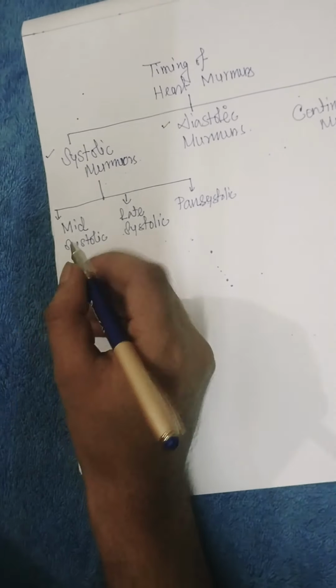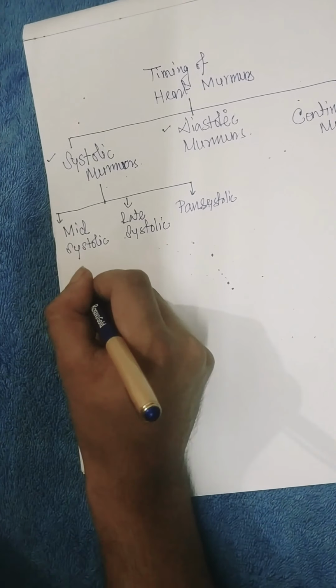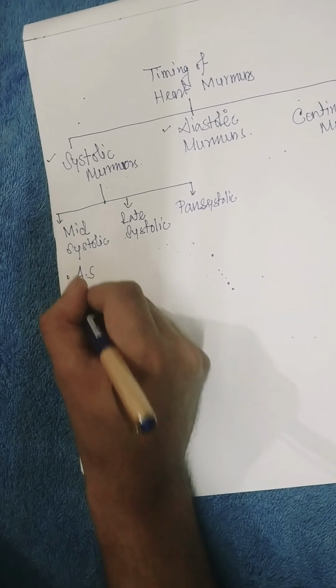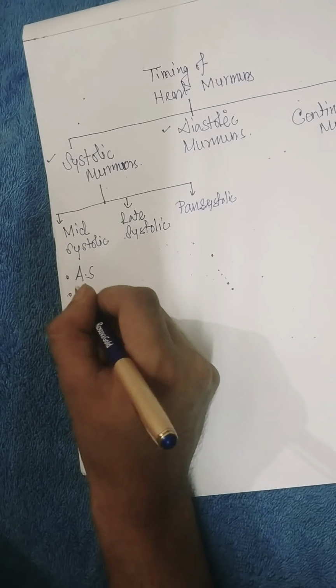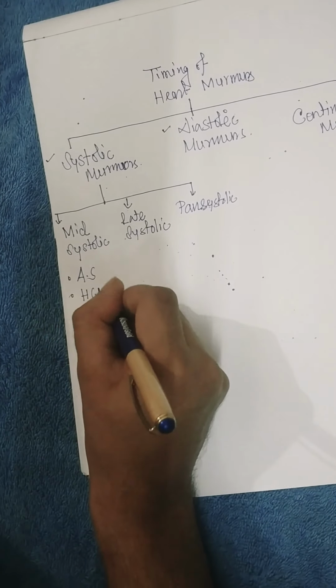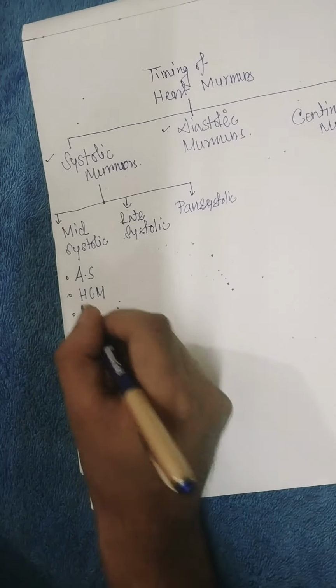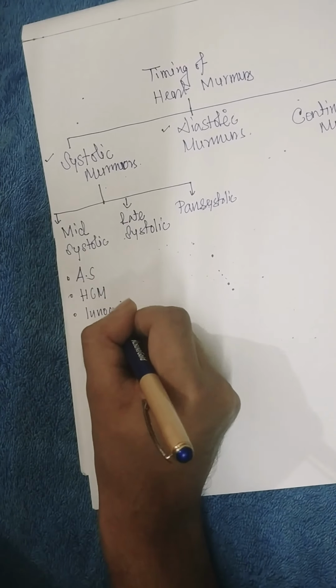Alright, now which murmurs do we find in mid-systole? Murmurs of aortic stenosis, murmurs of hypertrophic cardiomyopathy, and some innocent murmurs.